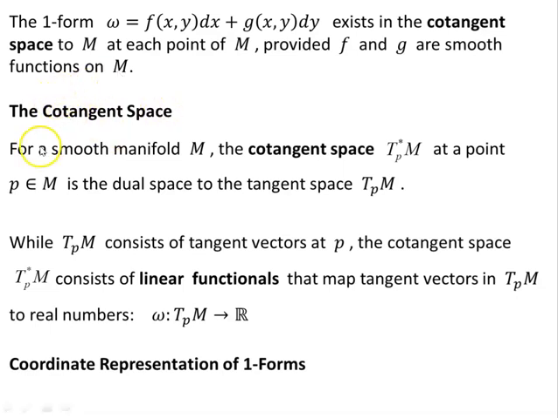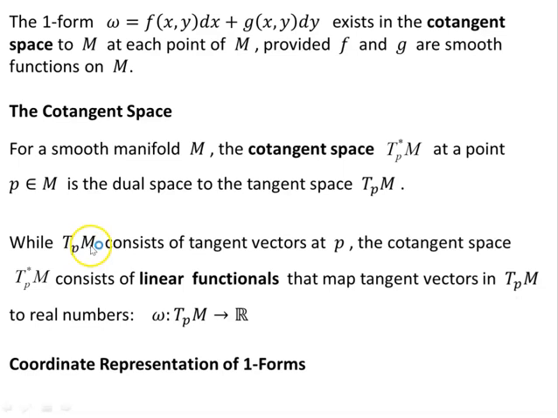The cotangent space for a smooth manifold M, T asterisk M at a point P belonging to M, is the dual space to the tangent space. The tangent space to M at the point P is shown this way, no asterisk, right? But I've not included that in the diagram, just so I don't make my whole page messy. So you have the cotangent space and the tangent space.